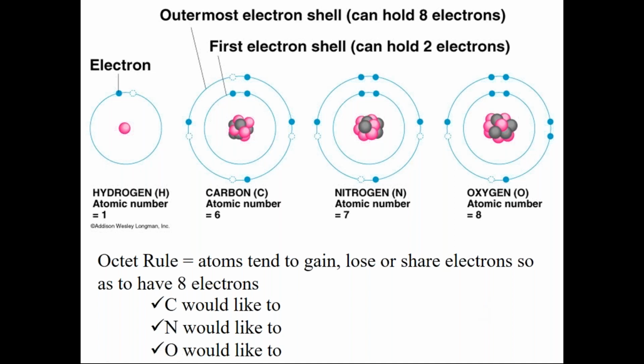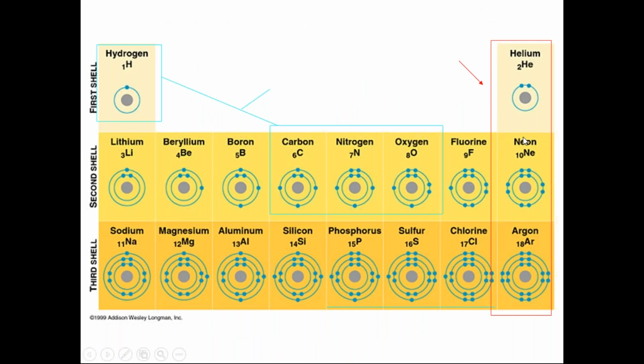According to the octet rule, atoms tend to gain, lose, or share electrons in order to have 8 electrons as in noble gases. For example, carbon, which is located in the fourth group, has 4 electrons in its outer shell, so it would like to gain 4 electrons to have 8 electrons as in the case of neon. Nitrogen, located in the fifth group, would like to gain 3 electrons, while oxygen is located in group 6 and will gain 2 electrons in order to complete its outer shell. As you can see from the periodic table, the closest noble gas to carbon, nitrogen, and oxygen is neon. That is why carbon, nitrogen, and oxygen will try to have the same electron configuration as neon. In order to do it, they will gain electrons.